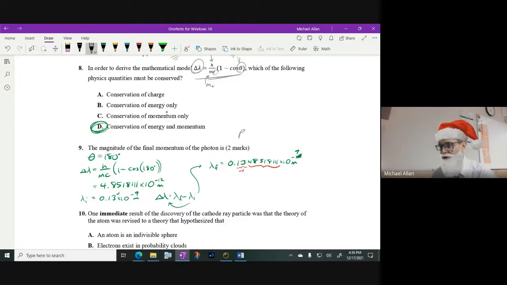So what I knew is that the initial momentum is h over lambda. This ends up being about 5.1 times 10 to the negative 24. But because of this tiny little increase of wavelength, my momentum is actually going to be 4.92 times 10 to the negative 24 kilogram meter per second. So my momentum's gone down. There you go.